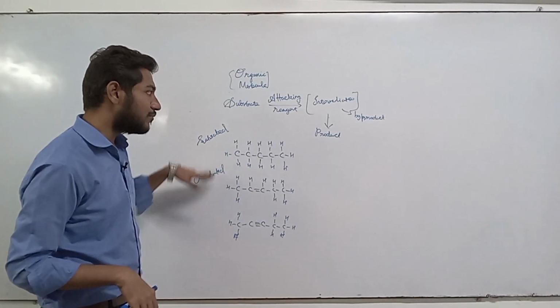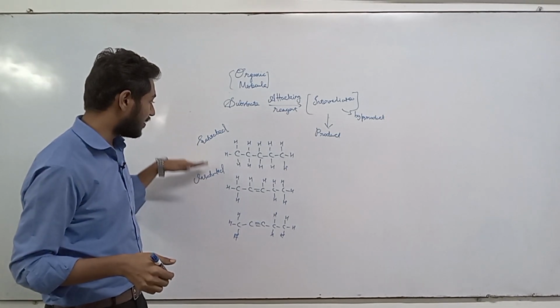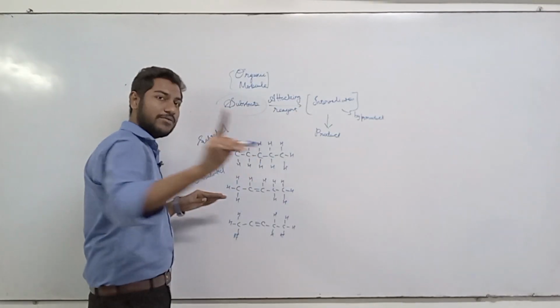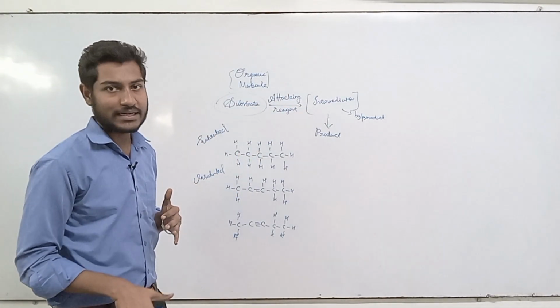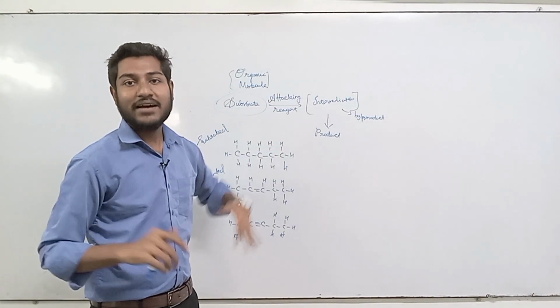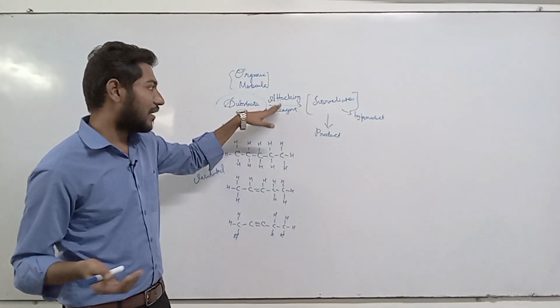Understand? So we have 2 types of reactant: saturated and unsaturated, and we call it the substrate. Okay, don't forget it. And then the attacking reagent. We have different types of attacking reagent. So what are the attacking reagents? Electrophile, nucleophile, and free radical also acts as an attacking reagent.